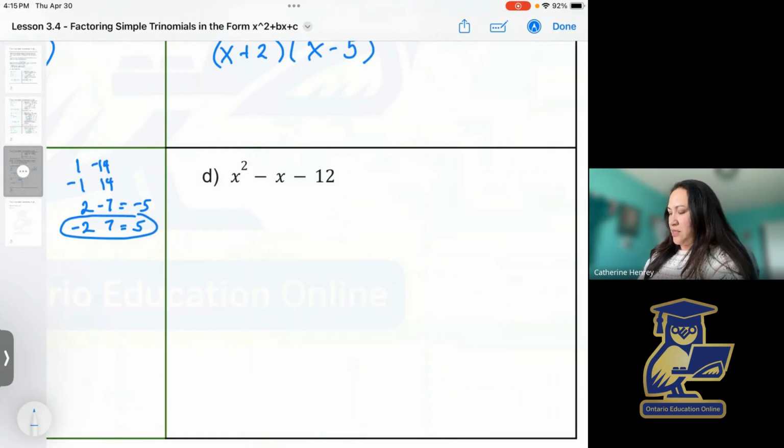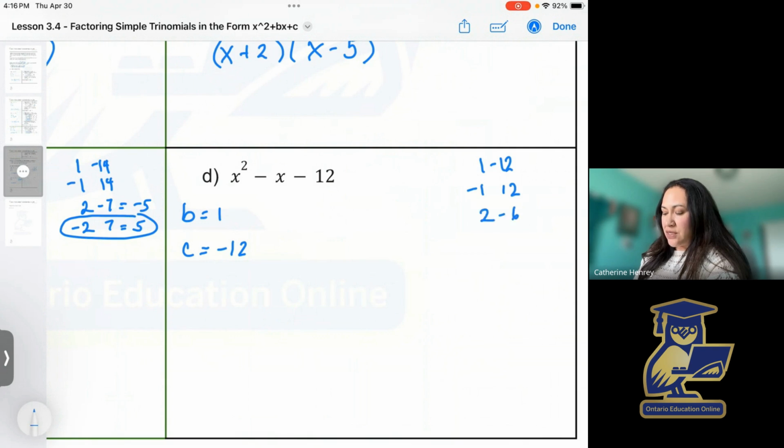And we'll take a look here at D. B is negative 1 and C is negative 12. So what are all the factors of negative 12? Well, we'll do 1 and negative 12. Negative 1 and positive 12. We have 2 and negative 6. Negative 2 and positive 6. 3 and negative 4. And negative 3 and positive 4. And I think those are all the factors of negative 12.